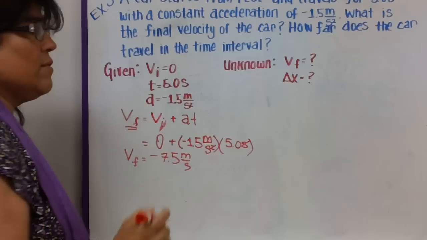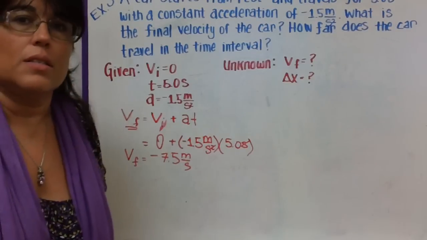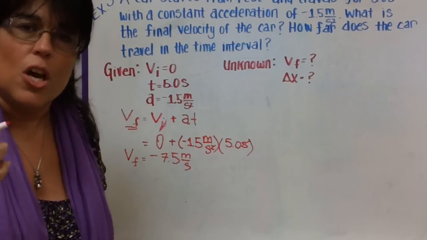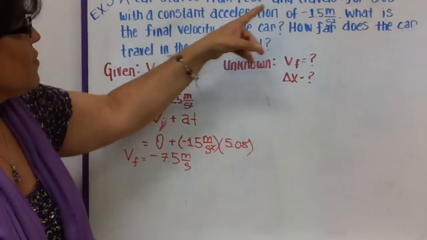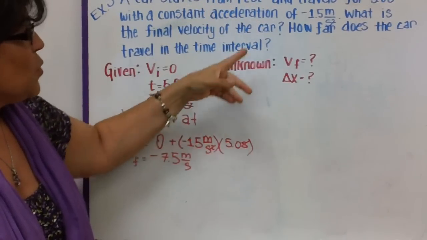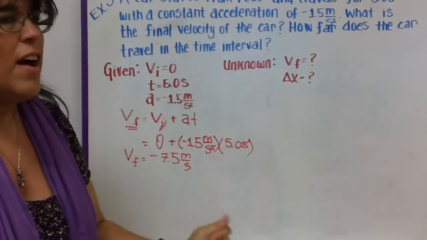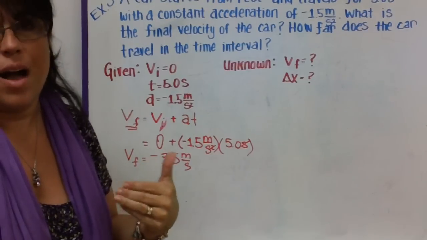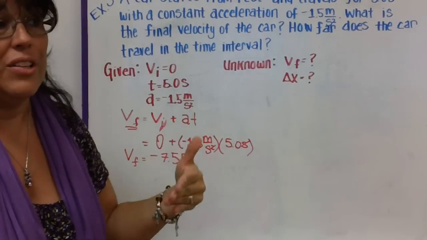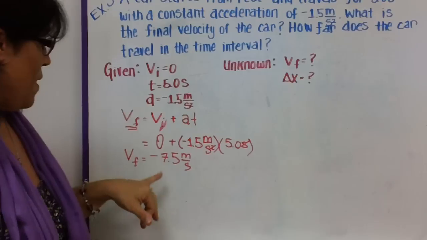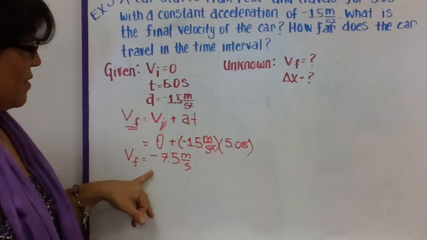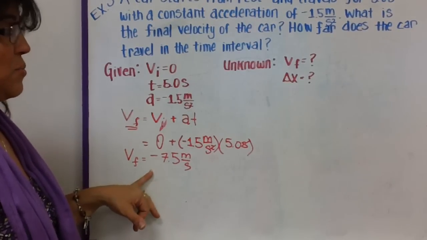Well, what is this negative telling us? Negative is telling us that it's now moving in the opposite direction, which kind of makes sense. If we're starting from 0 and we're accelerating at a negative 1.5, we have to be moving in the opposite direction. Otherwise, our velocity would be increasing. Okay, so we have our final velocity is negative 7.5 meters per second.